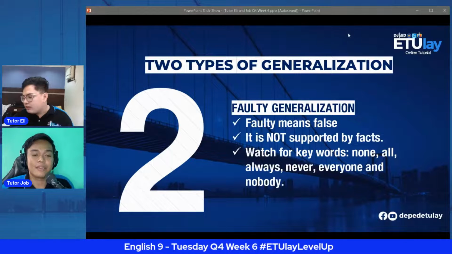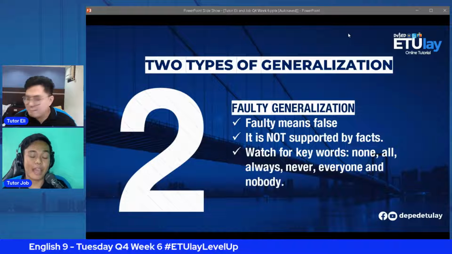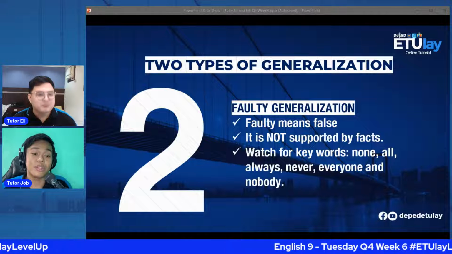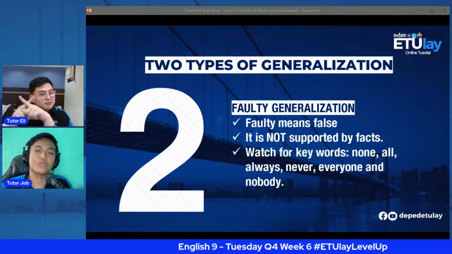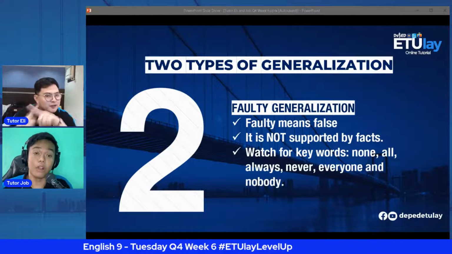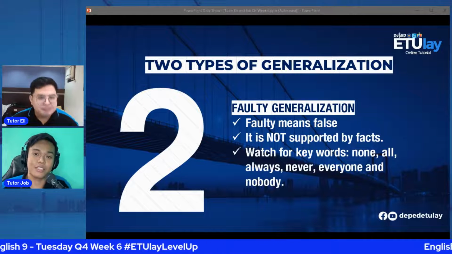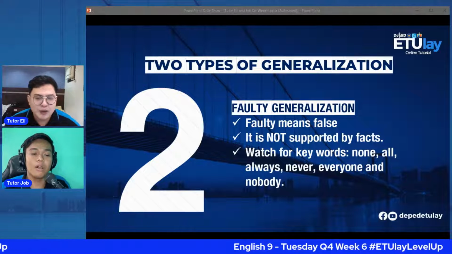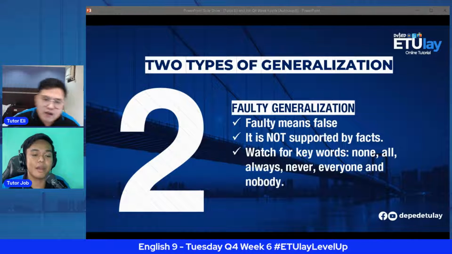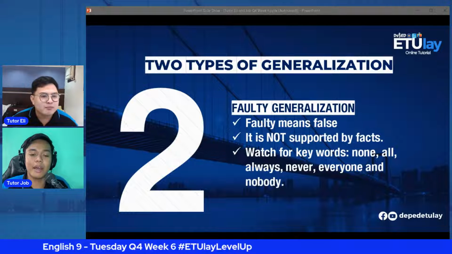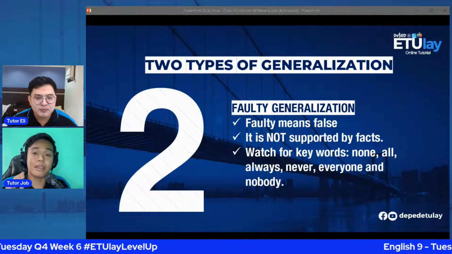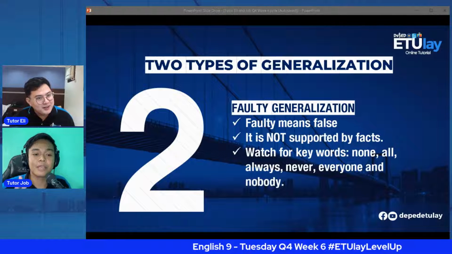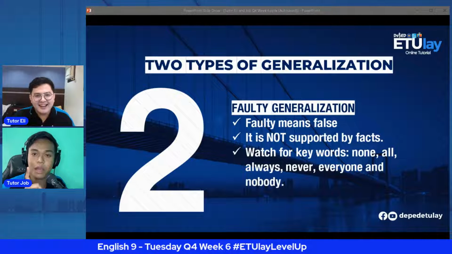How about the second type of generalization? This is the type of generalization that we should avoid. These are faulty generalizations. When we say faulty, that means false. It is not supported by facts. So when you see the words none, all, always, never, everyone, nobody, take note, they could indicate a faulty generalization. I'm not saying all the time, but if you see none, that can be faulty.